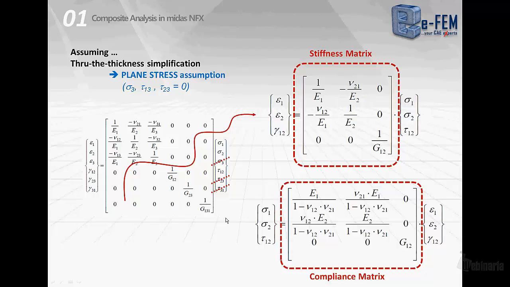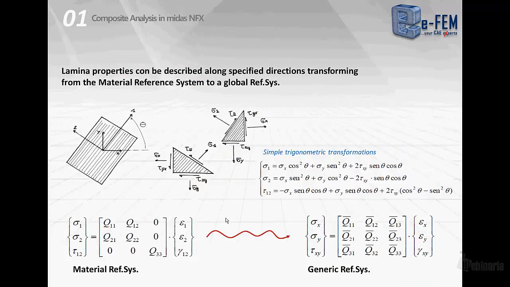This is made for a reference system that is aligned to the material properties. So if we use the material reference system, that is, those which have principal axes aligned to the material direction, we can use the previous matrix.